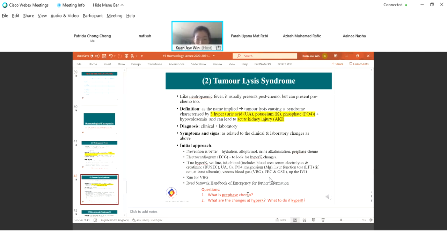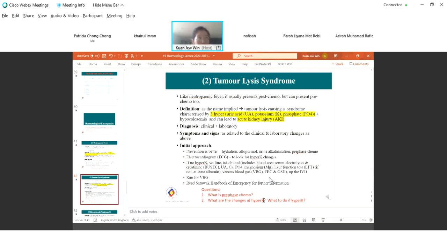So what are the ECG changes of hyperkalemia? What are the ECG changes of hyperkalemia? Anyone? Tall T, widened QRS, then absence of P wave. The first change will be tall tented T, followed by the changes that you mentioned.